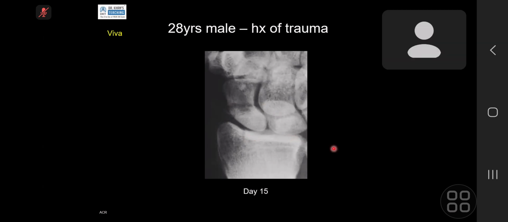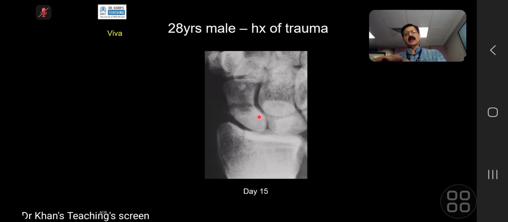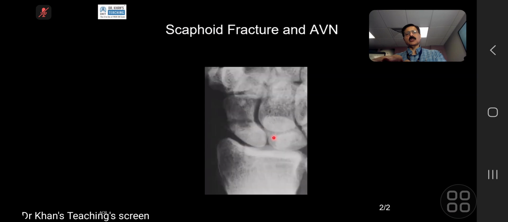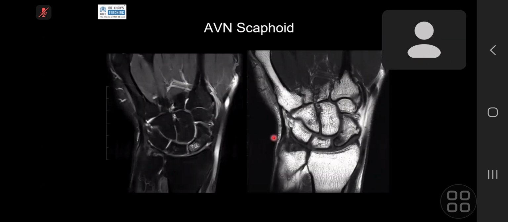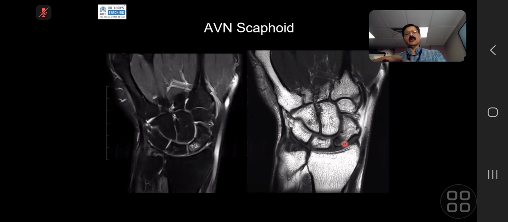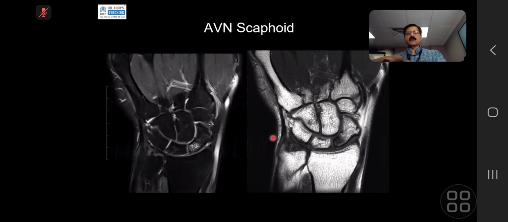So, scaphoid waist fracture with avascular necrosis of the proximal pole. Excellent. So we have got a waist fracture here, and with that there is sclerosis here, which means that there is avascular necrosis of the scaphoid. And this is a different case in which we can see avascular necrosis of the proximal pole, low in signal here, and slightly high in signal here, of the scaphoid.